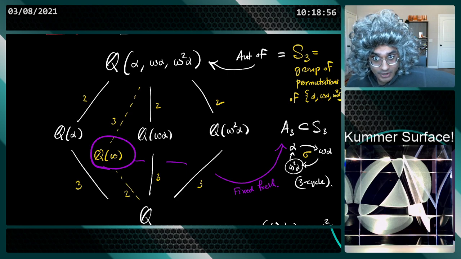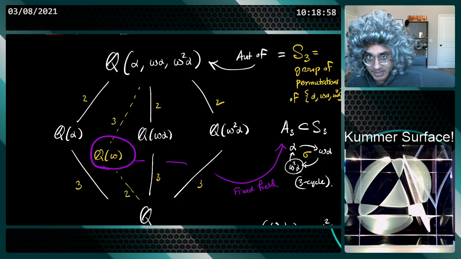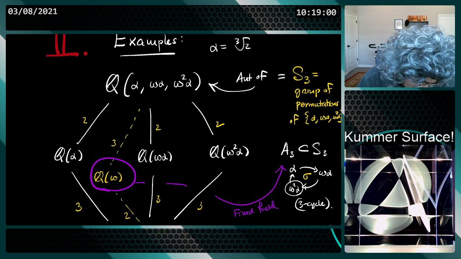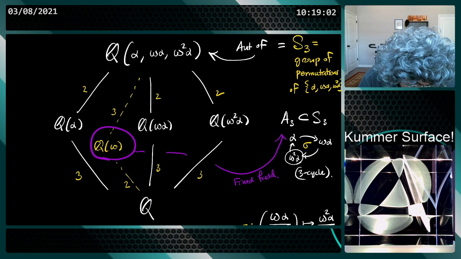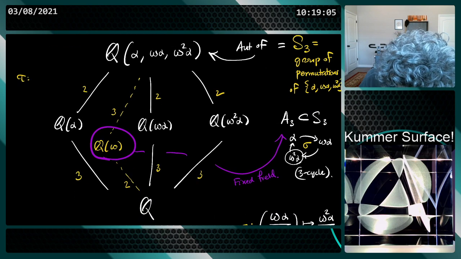Okay. Similarly, there are other subgroups of size 2 in S3. There's swapping. You have a tau. Tau does this.